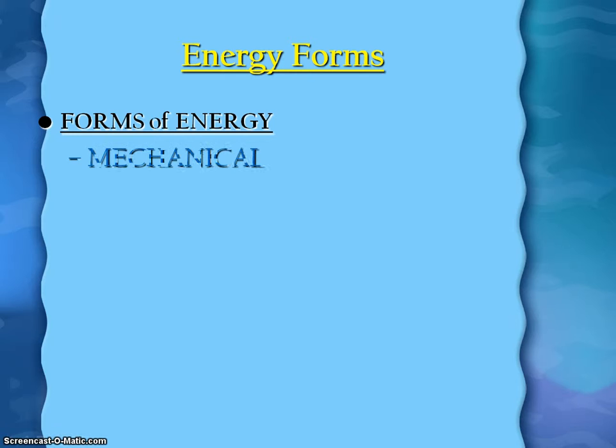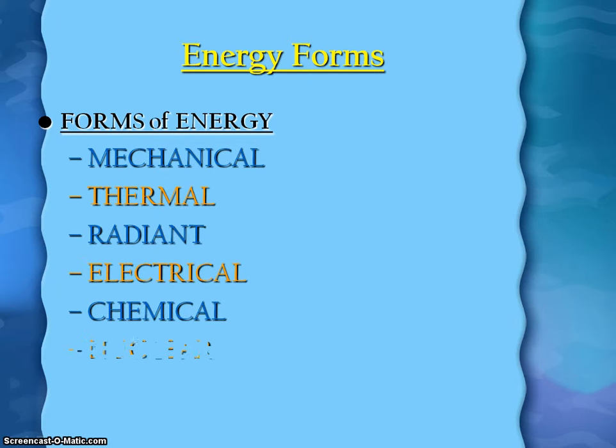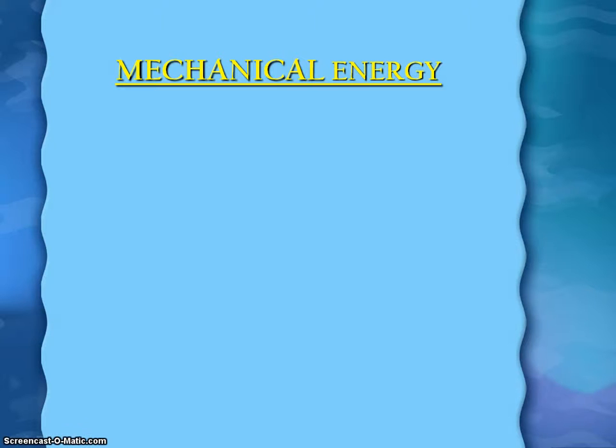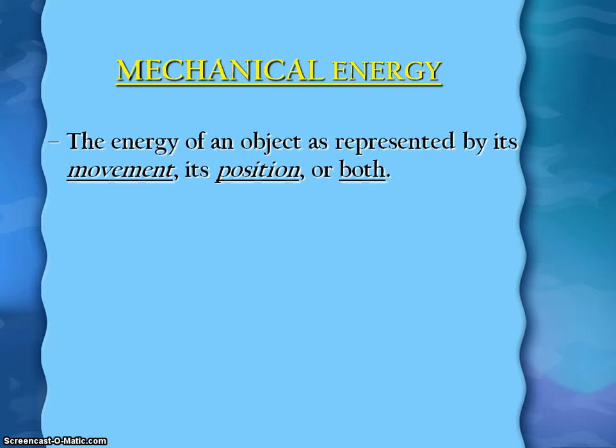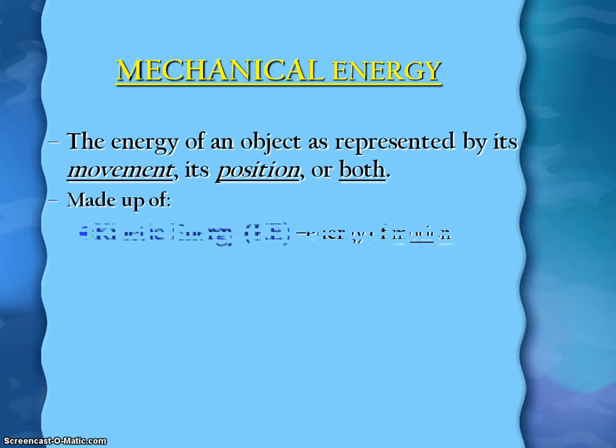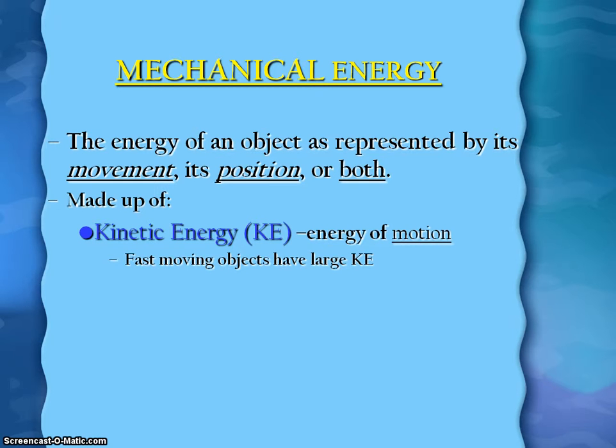Alright, now our forms of energy. You should be familiar with these: mechanical, thermal, radiant, electrical, chemical, and nuclear. Now let's look at them a little bit more closely. Our mechanical energy is energy in movement. Things that are moving are using energy, producing energy, and that is going to be our mechanical energy. We know that is going to involve kinetic and potential.